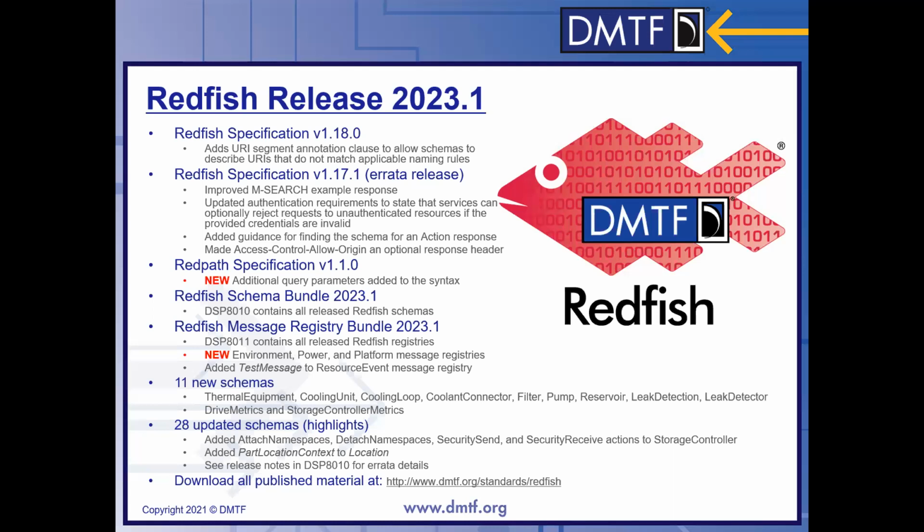We also released our new version of the schema bundle. DSP 8010 contains all the relevant schemas. We have several new schemas, which we'll go into more details about in the following slides. The big material in this release has been supporting cooling unit devices, so getting into more of the infrastructure space for rack mount cooling equipment. We also have some relatively important updates to drives and storage controllers, so showing their metrics and having some new actions associated with those, and that was part of a request from SMEA.